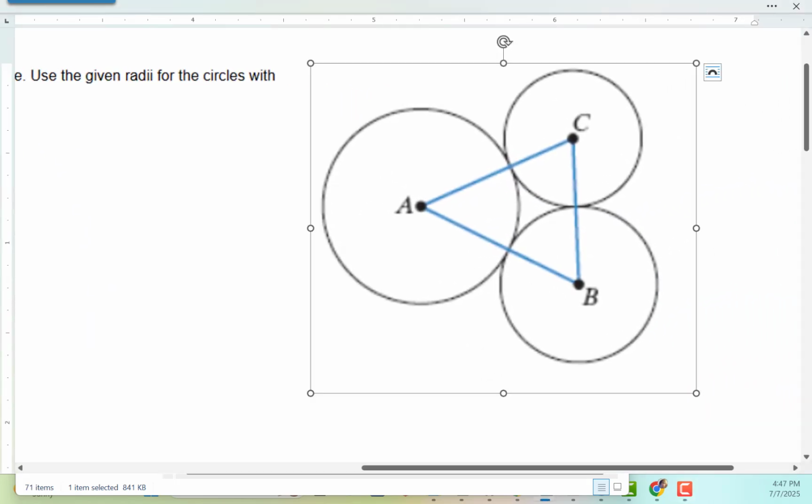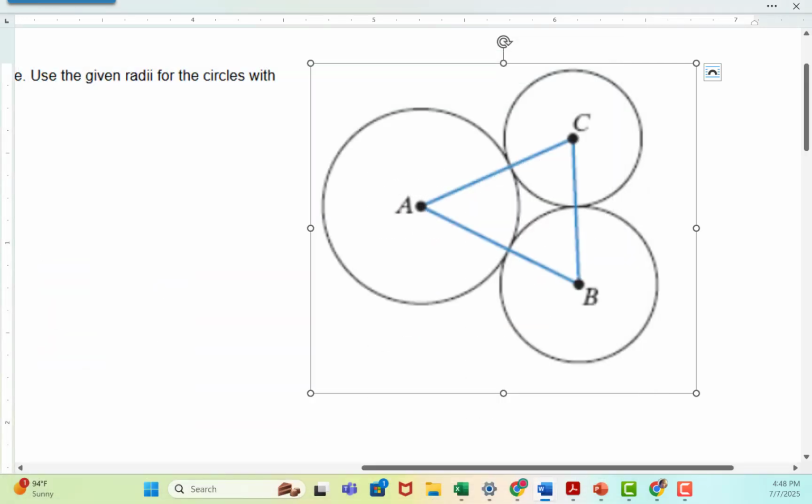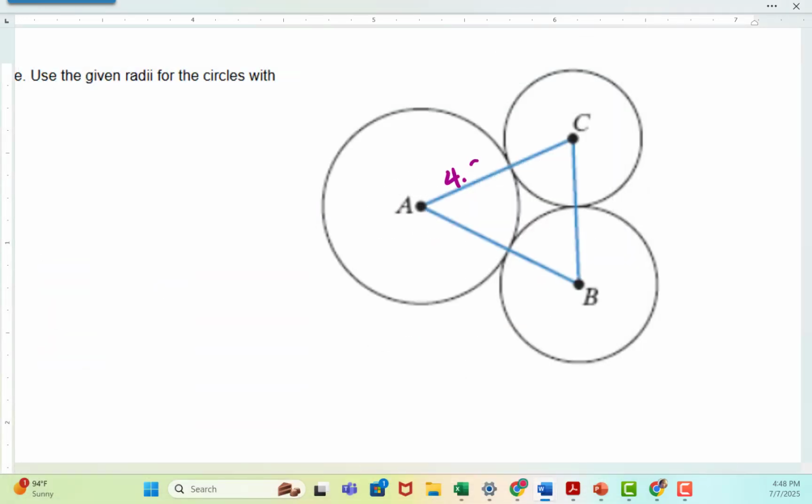the radius of circle A is 4.9, and it's all relative, so it doesn't have to be circle A, but 4.9. And that means the distance from the center to a point on the edge of the circle is 4.9. We would also have that from the center to any point on the edge of circle A would be 4.9.